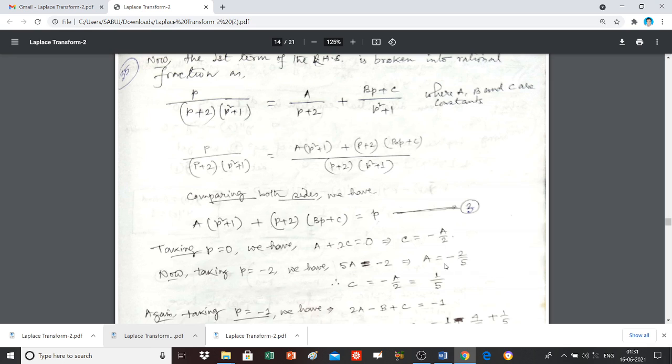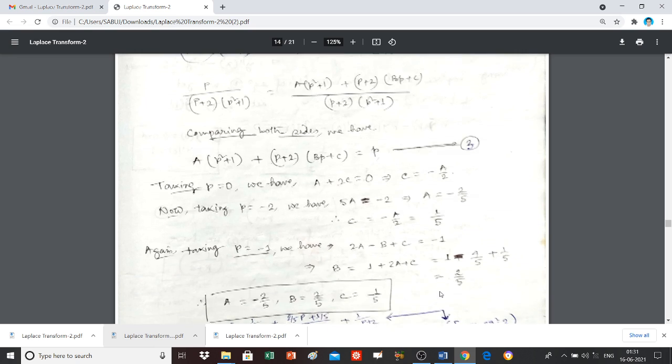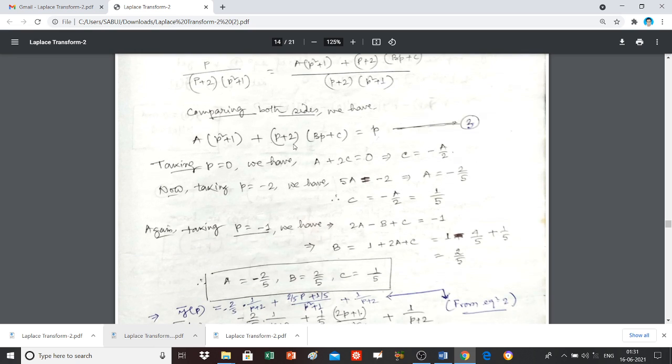So c is equal to minus a by 2, and a we obtained as minus 2 by 5. So c can be calculated, since it is minus a by 2, using the value of minus 2 by 5, and another 2 in the denominator, so it finally gives 1 by 5. And taking p equal to minus 1 in this expression, from this relation you have 2a, and from here 1 into minus b, then plus c. That means 2a minus b plus c is equal to minus 1.